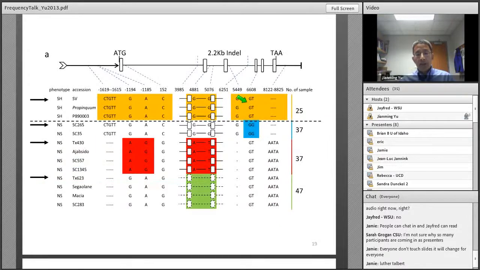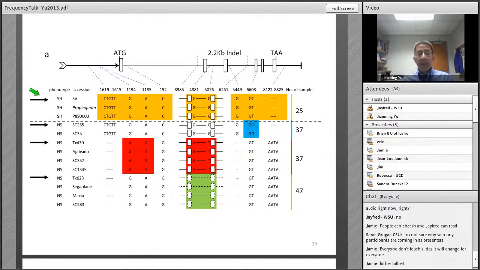Sorghum has 5 major races. One is Guinea. It's a Western African line, but also showing up in the Eastern African highlands. And then the Durra is a North African and Equator region, or some Ethiopia. And the Caudatum is another Central African race. And Kafir is basically a southern race. The distribution is shaded by these colors.